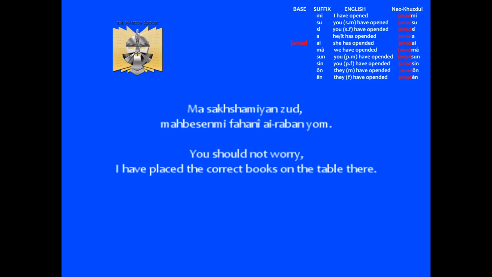Fahani we've seen a few times already, meaning books. Yom we've seen as well in an earlier line, meaning there. Now what's airaban? You might recall the famous Khuzdul battle cry, Baruch Khazad Khazad Aimenu. Aimenu meaning upon you. We won't focus on the plural form of you in this lesson, yet we see the same I as in Aimenu returning here in Airaban. Raban is the word used for table. So Airaban means upon the table.